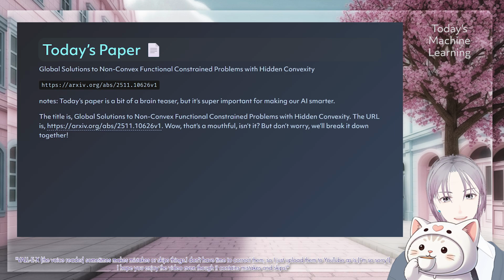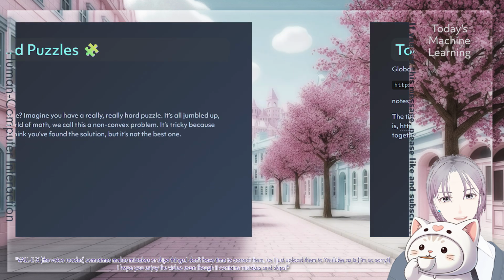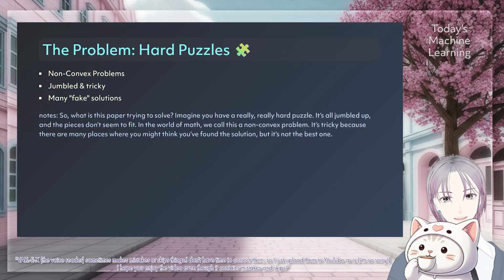Well, that's a mouthful, isn't it? But don't worry, we'll break it down together. So, what is this paper trying to solve? Imagine you have a really hard puzzle. It's all jumbled up, and the pieces don't seem to fit. In the world of math, we call this a non-convex problem.